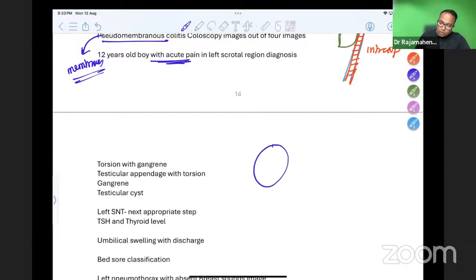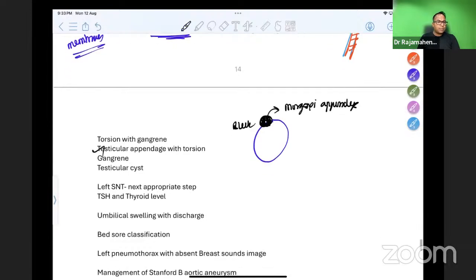So that image probably looks like a torsion of the appendix of Morgagni. The appendage is seen on the top of the testis, that is twisted and looks black in color. So testicular appendage with torsion will be the correct answer for the image shown in that picture.